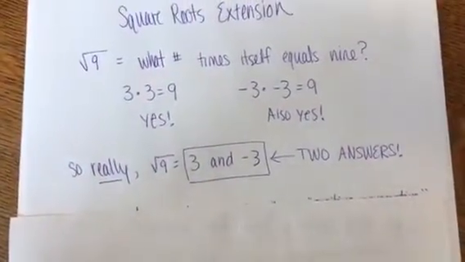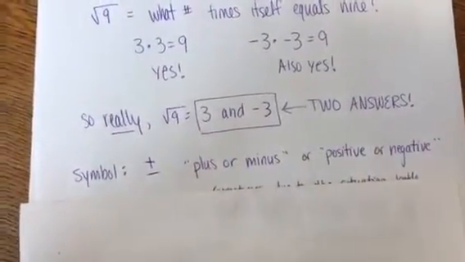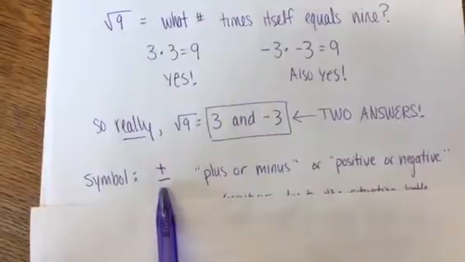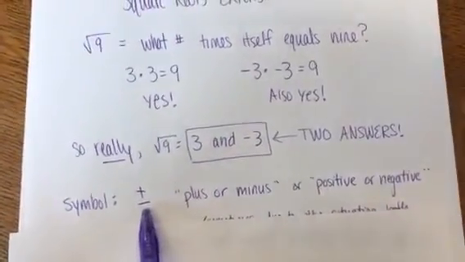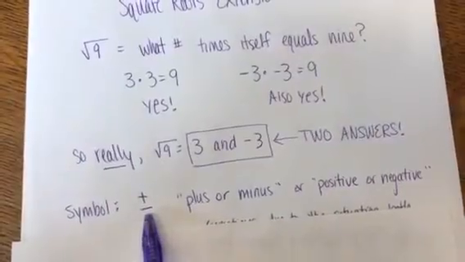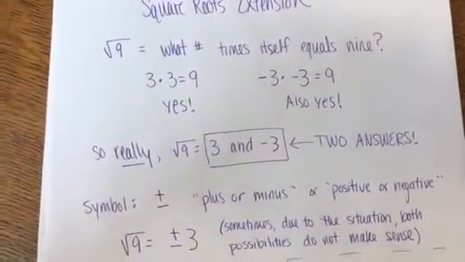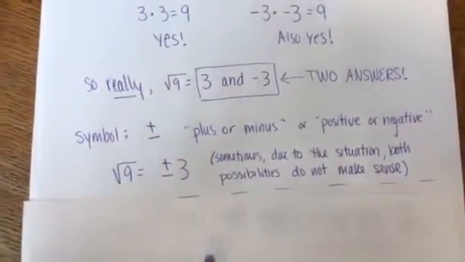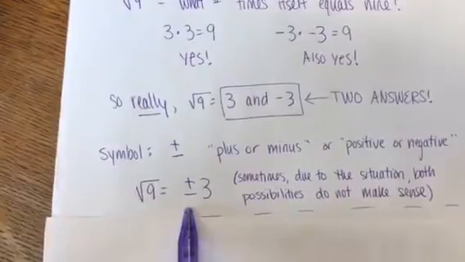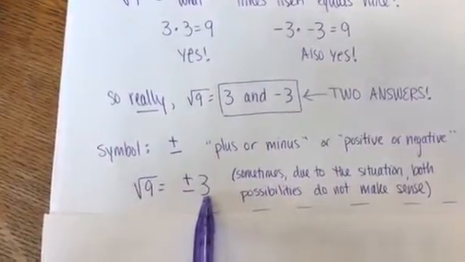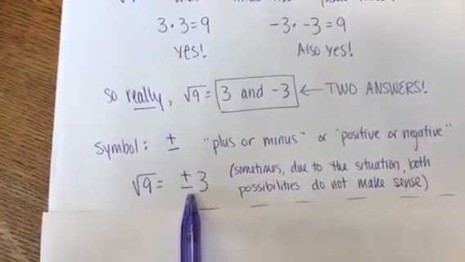there's two answers to the square root of 9. And you would write that with this symbol, this plus or minus symbol. It's like a plus sign right on top of a minus sign. You can read that as plus or minus, or you can read that as positive or negative. And so you would write the answer to that previous problem we were talking about as the square root of 9 equals plus or minus 3, or the square root of 9 equals positive or negative 3.